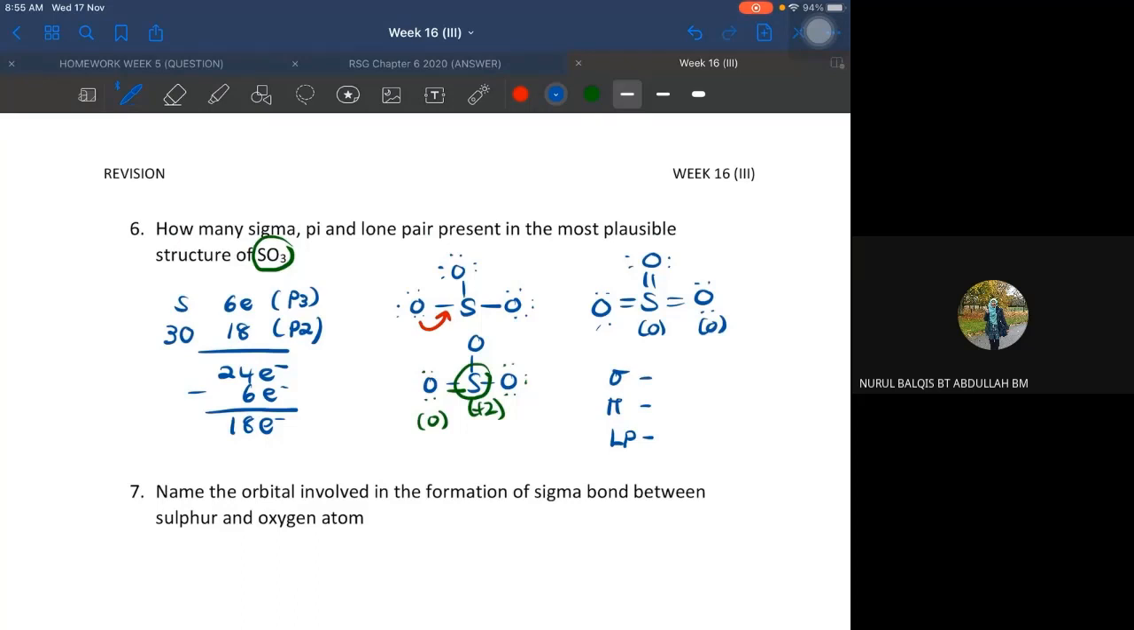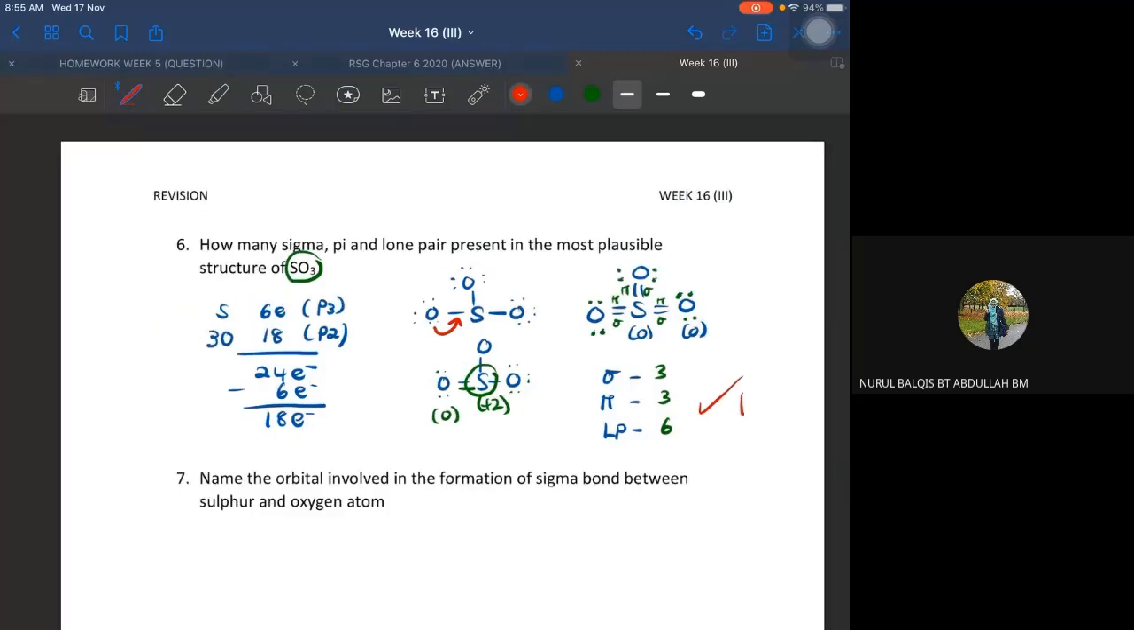Sigma yang mana? 3 sigma. 3 sigma comes from each single bond here. So maksudnya the rest akan belong to pi. So kita ada 3 sigma, 3 pi. What about the lone pair? 6 lone pair, 2 each on each oxygen. So kita ada 6 lone pair. So 3, 3, 6. So semua ni satu markah.